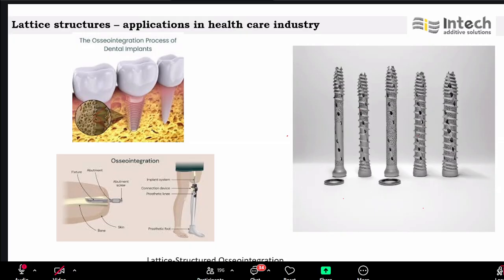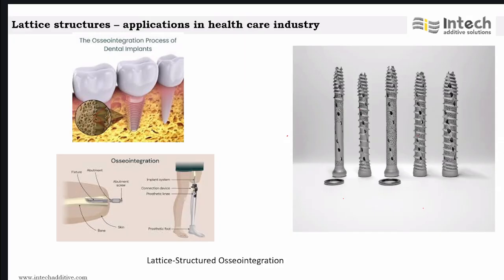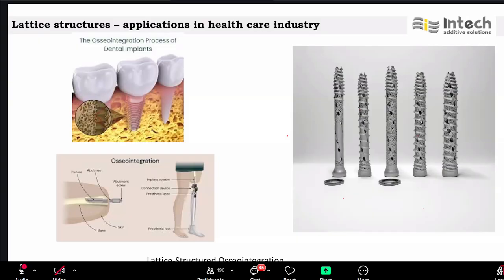Here you can see the fixture is surgically placed in the jawbone, and then we have the abutment, which connects the fixture to the crown, the visible tooth there.